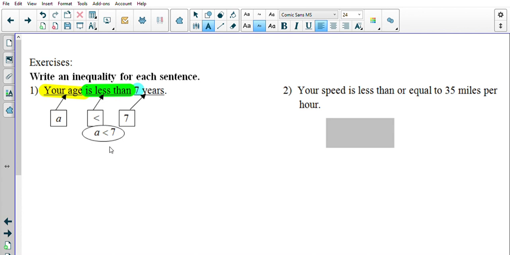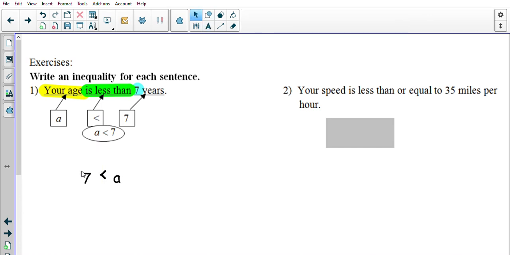Now, I want to point out that I sometimes see students who are like, well, I've got less than as my inequality symbol, and then they put the A on the right-hand side, and they put 7 on the left-hand side, and they think, well, I have the right symbol. This is the less than symbol, right? But this is actually saying your age is greater than 7 years, and 7 is less than your age. That's not true.